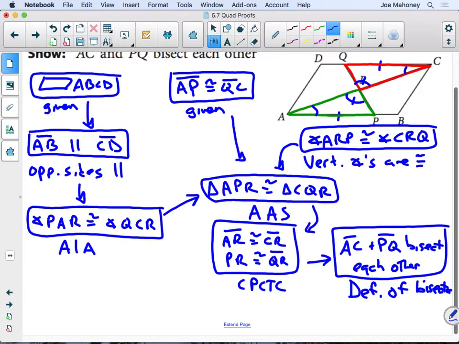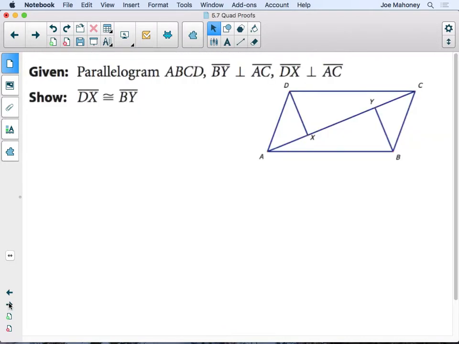So here's our proof. What's the new thing in the proof? The new thing is that you used a parallelogram to get opposite sides parallel. That's the only new thing that we really did. The rest of it is older stuff. And that's really what these proofs are. They're triangle proofs with a parallelogram hidden in there. So let's take a look at our next one.